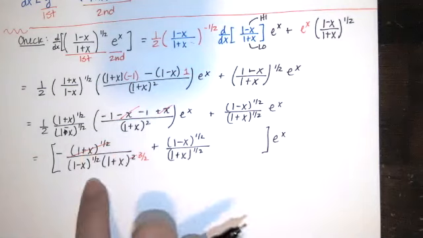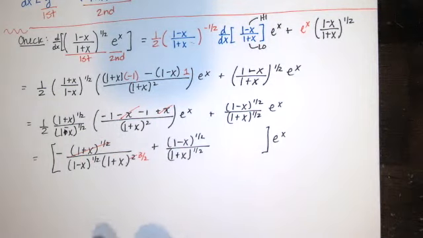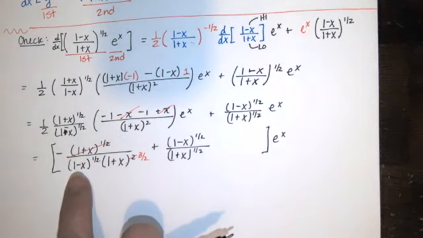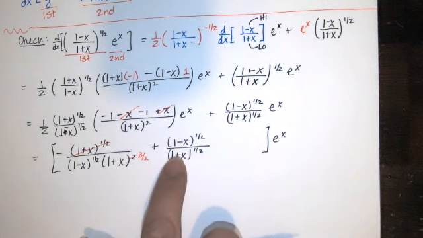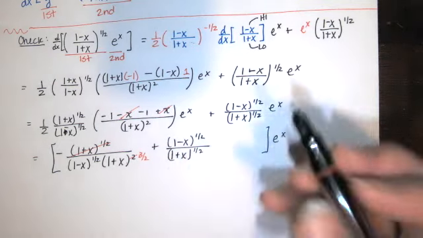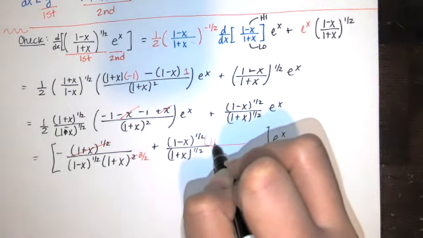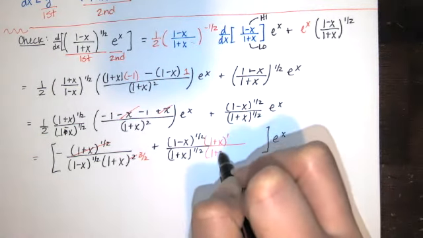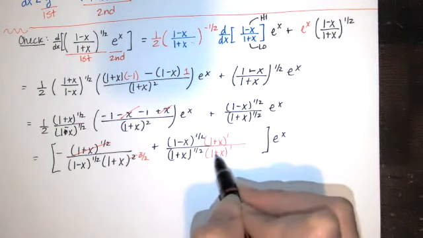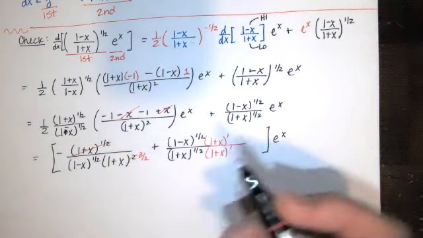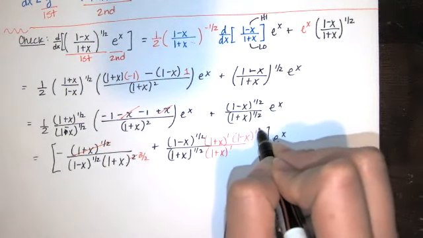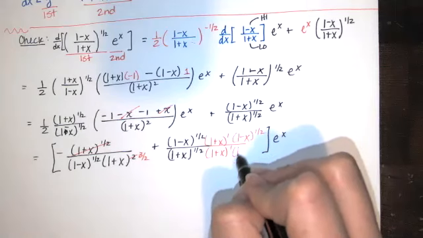Now in order to add these two fractions together, I'm going to need a common denominator. So I'll say, what do I need over here? Well, I've got a 1 plus x to the 3/2, and here I have a 1 plus x to the 1/2. So I'm going to need another 1 plus x to the first, because 1 plus x to the first times 1 plus x to the 1/2 is 1 plus x to the 3/2. And I also need a 1 minus x to the 1/2, excuse me.